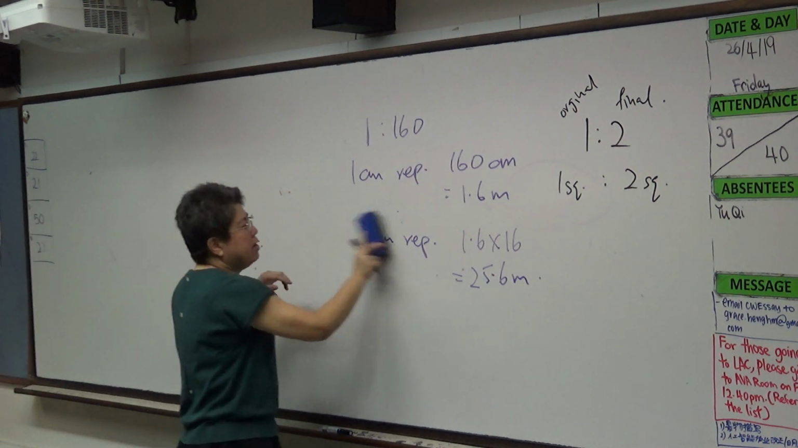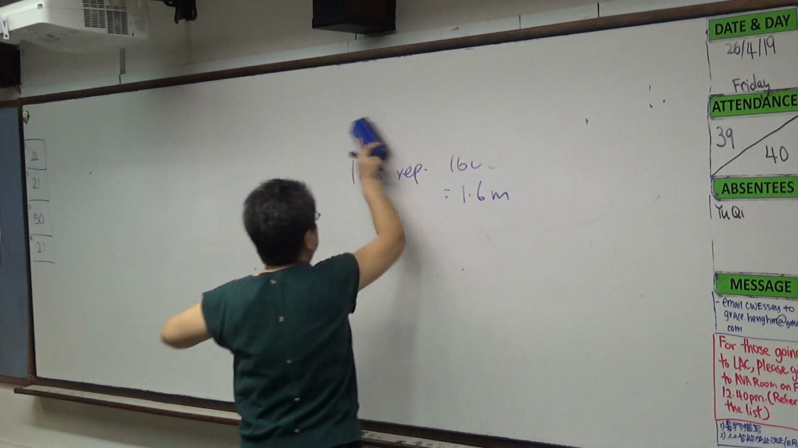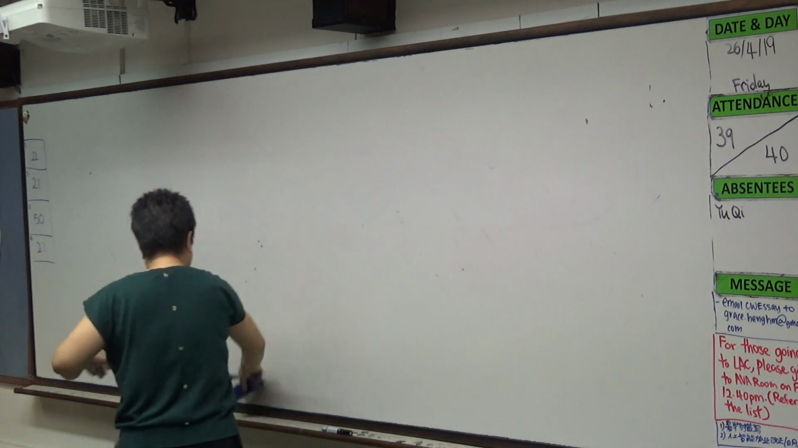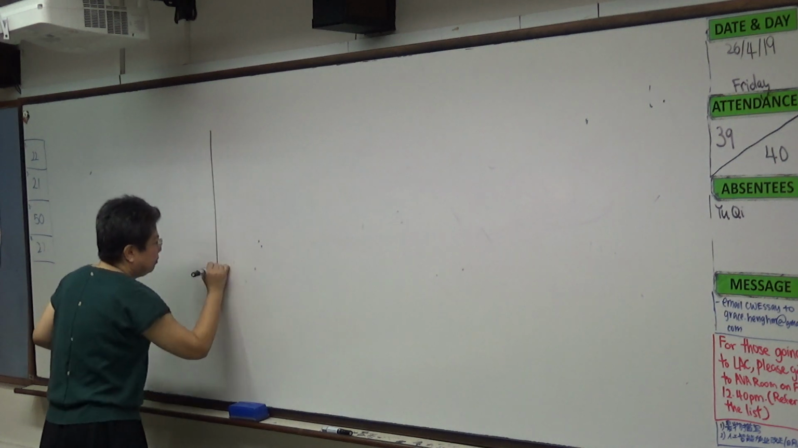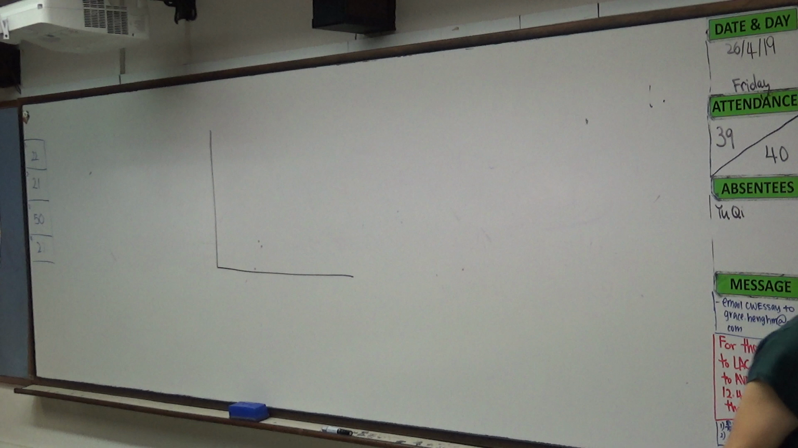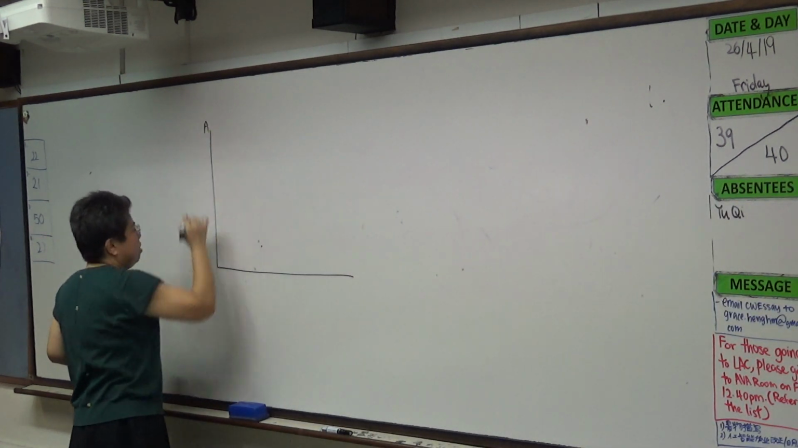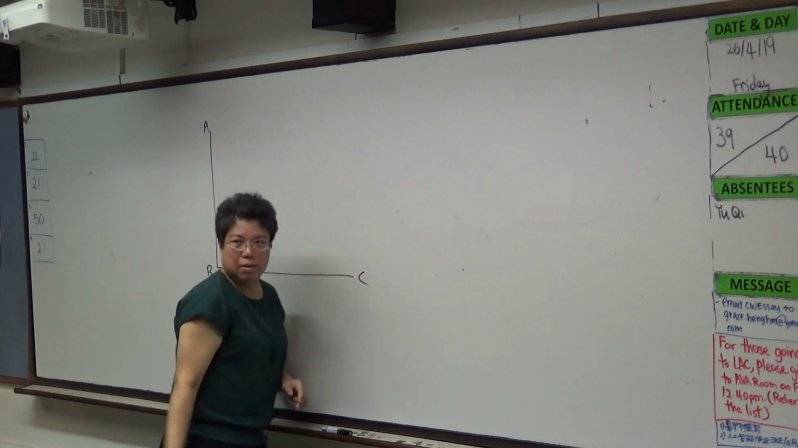That means these two lines are already given to you. No need to redraw. So I have like that. They give it to you like that. So we have A, B, and C.